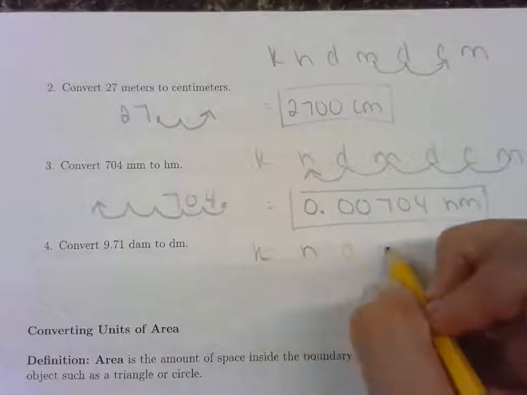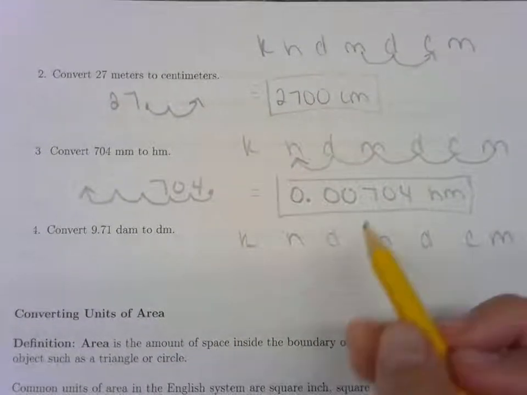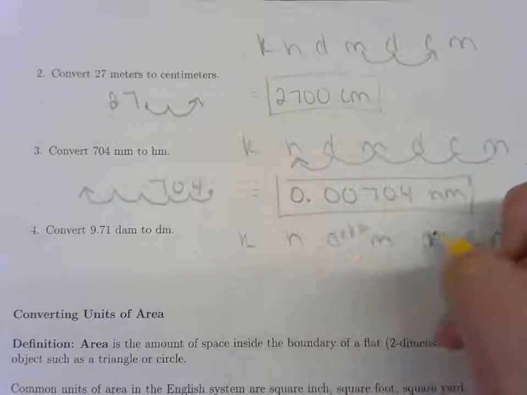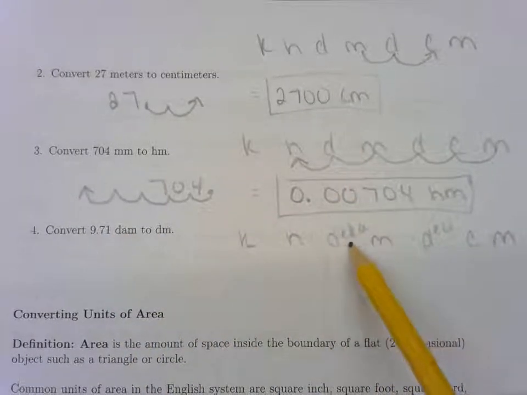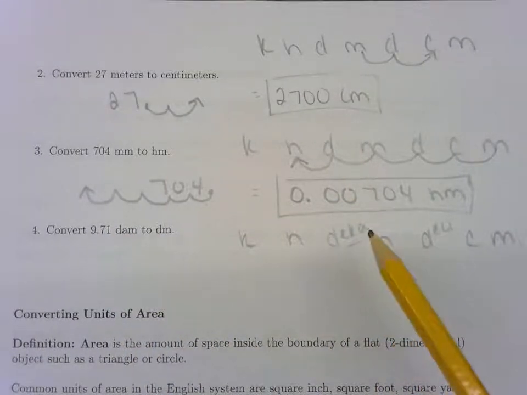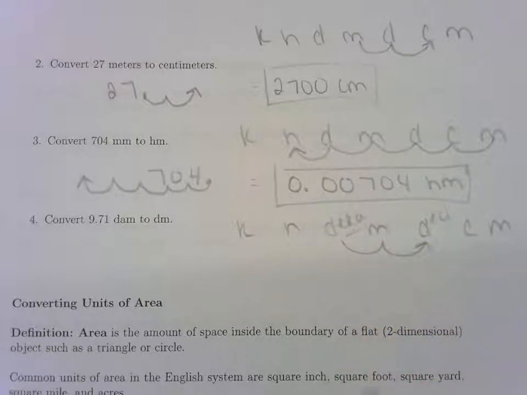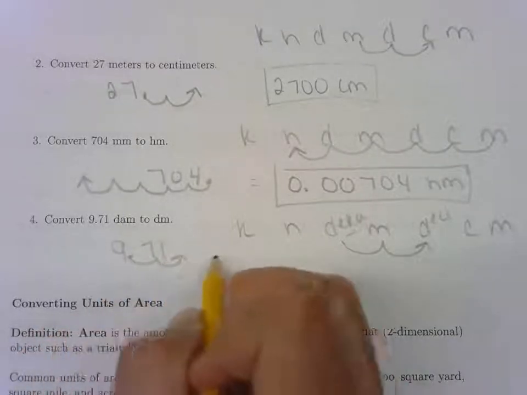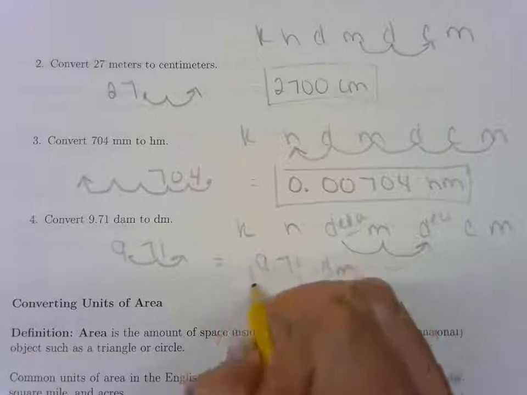And then the last one, convert 9.71 decameters to decimeters. King Henry died Monday drinking chocolate milk. This is a little harder because we have 2 D's here. The first one is deca, the second one is deci. If you have a DA, that's going to be deca. That's the only one with an A in it. So we want to go from deca to deci, so 2 places to the right. So 9.71, 1, 2 places to the right, would be 971 decimeters.